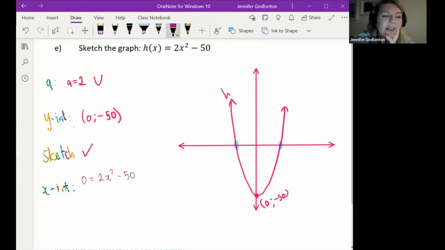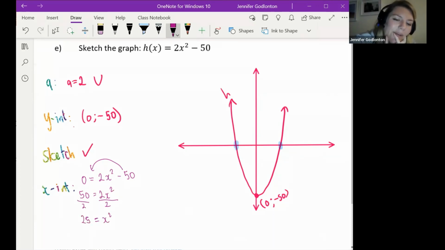What did you do after that? I took the 50 over, so it became a positive 50. And then I said 50 divided by 2, which gave me 25. And then I square rooted that, which gave me positive and -5. Yes, and you didn't leave the positive and negative out, so I'm not cross with you. I'm happy. Well done. -5, +5.